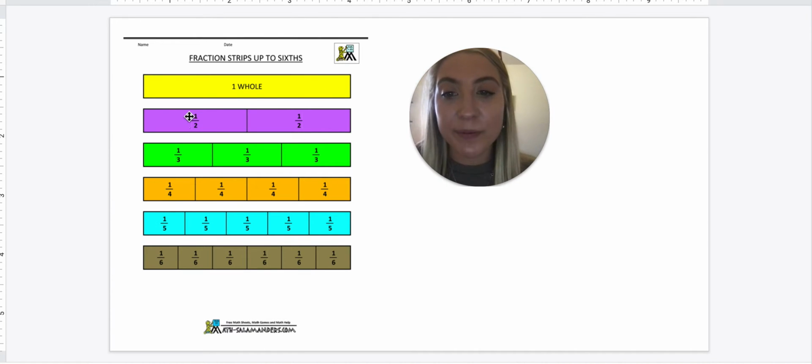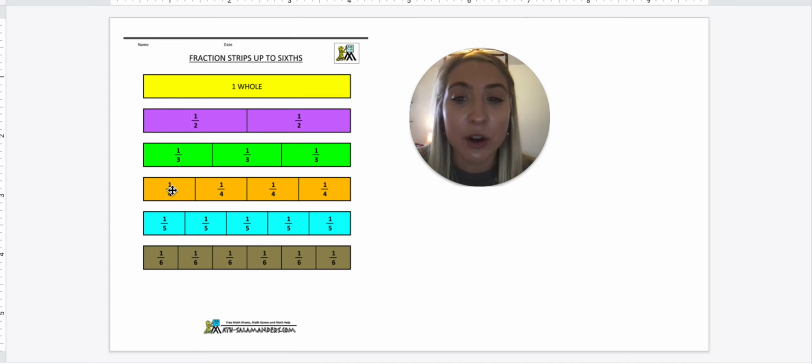So here we have a whole, and then we have 1 over 2, which is half, and a half. So this is cut into 2 equal parts. And the 1 over 3 is thirds. So this is 1/3, 1/3, 1/3. All together would give us 3/3, which would give us the 1 whole.